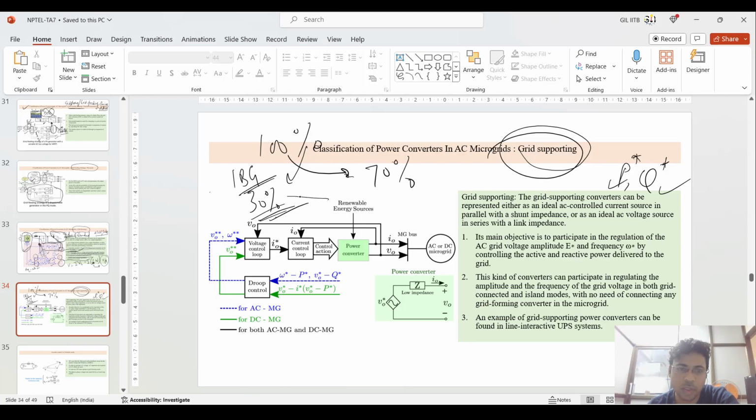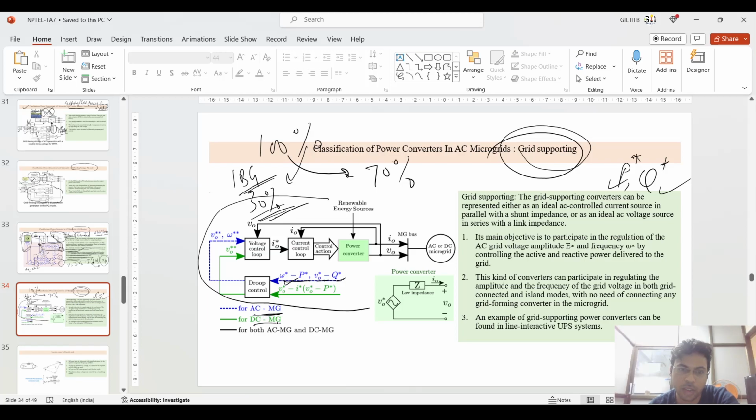In an inverter-based generation, if you see the sources control architecture, for an AC microgrid, omega star and P star, V naught star and Q star are all taken as the reference.